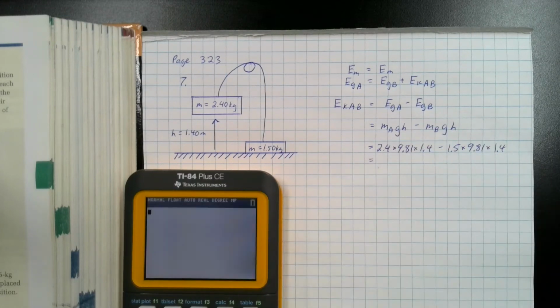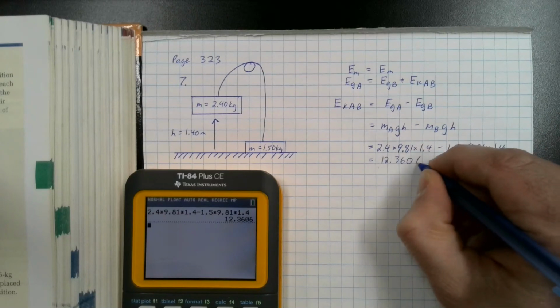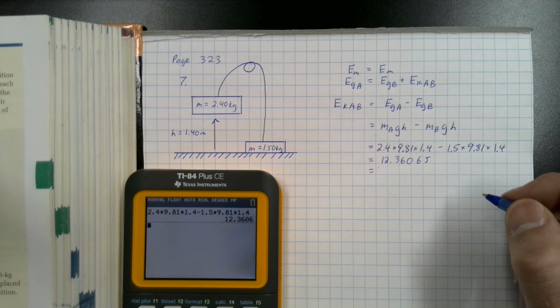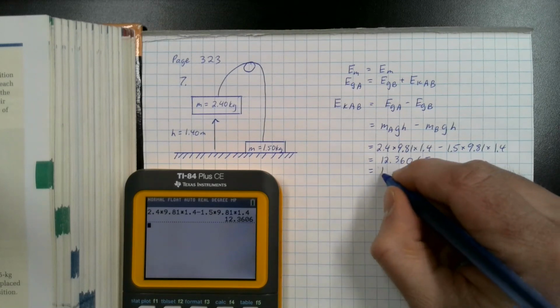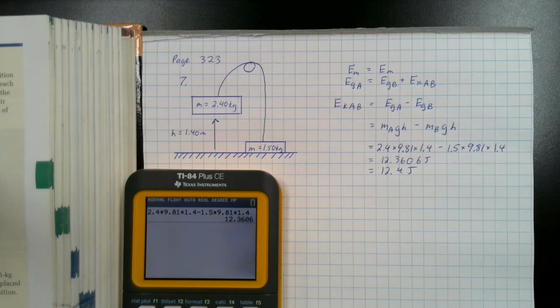Putting that into our calculator, we get 2.4 times 9.81 times 1.4 minus 1.5 kilograms times 9.81 times 1.4, which gives us an energy of 12.3606 joules. So our kinetic energy is going to be 12.4 joules when our mass A hits the ground.